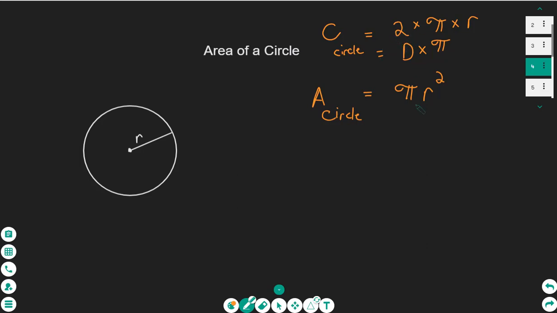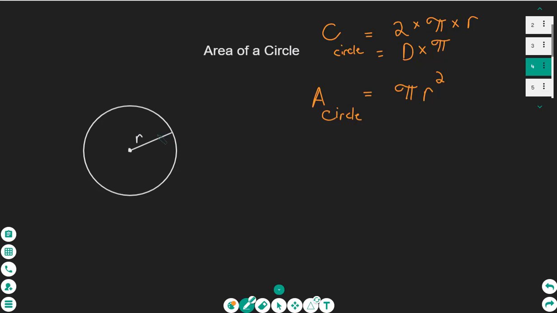Notice how it is somewhat similar to the formula for the area of the circle, but the r is different. So we still have the pi, but we have an r raised to the second power, all right, instead of a 2r. Okay, so memorize that formula because you'll need it.